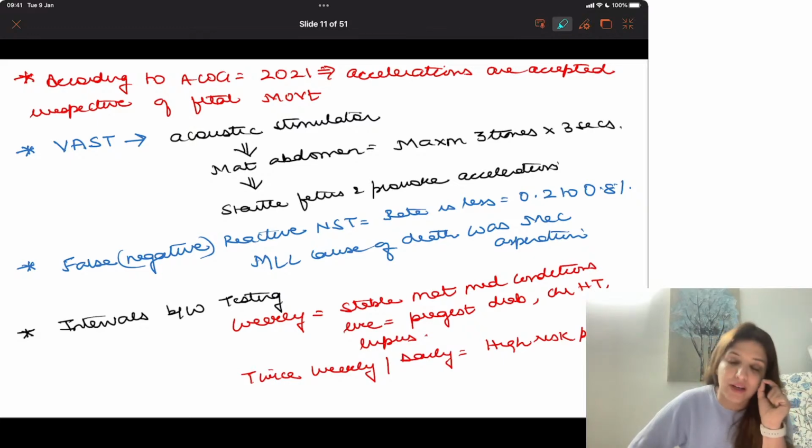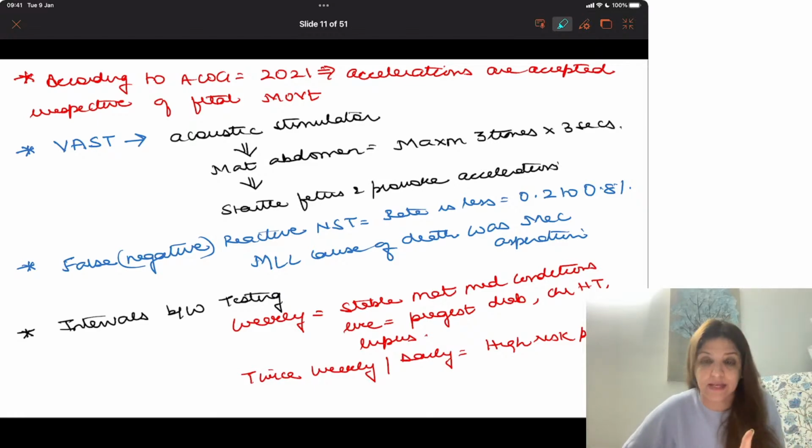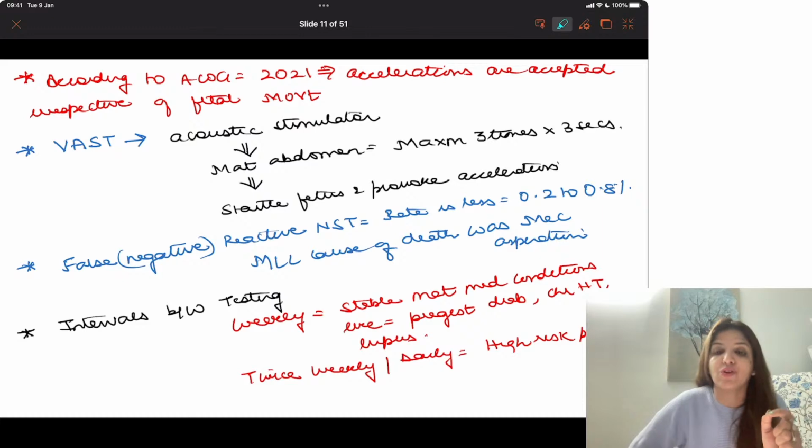Then false negative NST. False negative NST means you are getting a false reactive NST. So a false reactive NST rate is very less. It is 0.2 to 0.8%, and the most common cause of death in these cases is meconium aspiration.